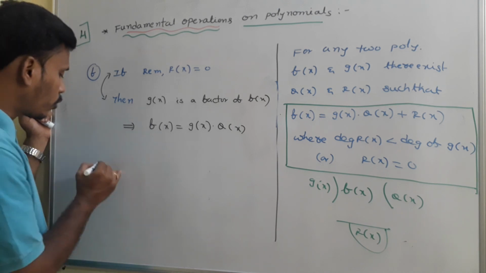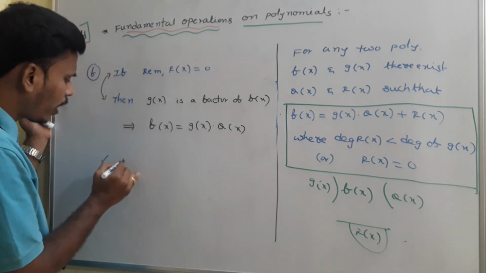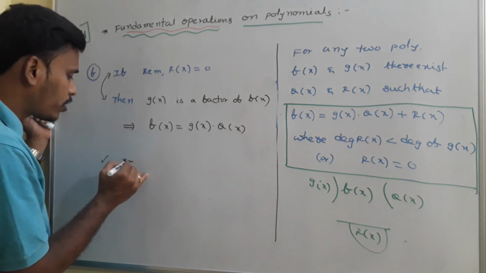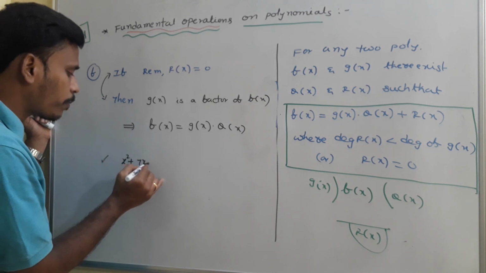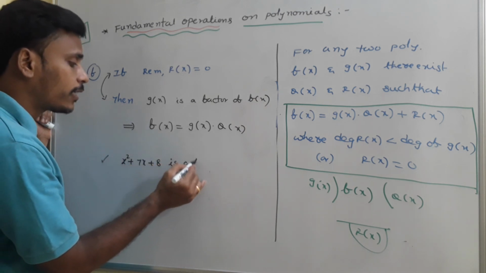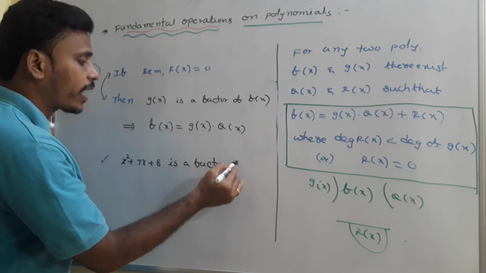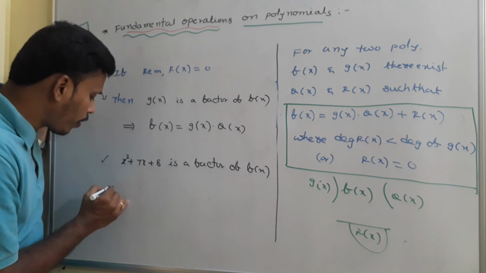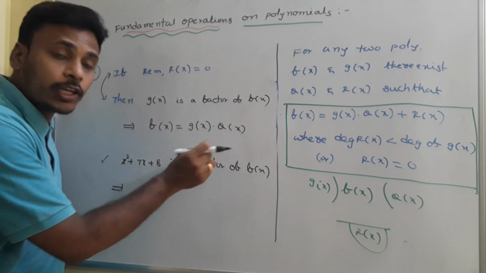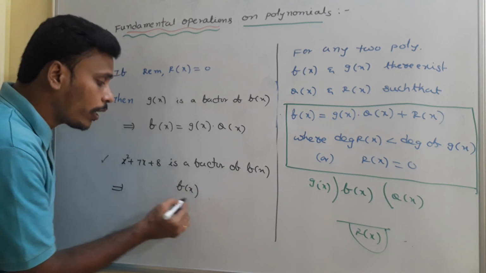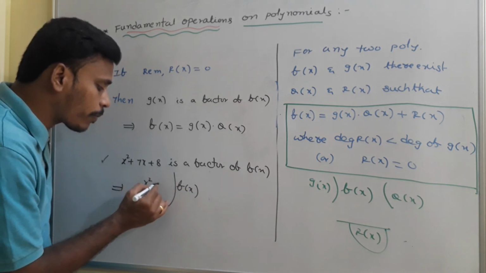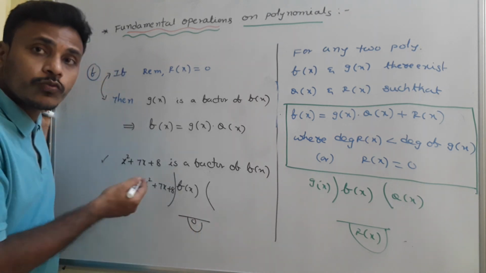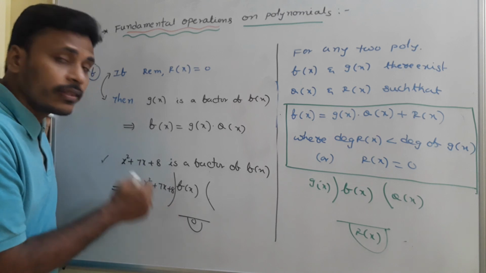Is it clear? Suppose I give you an example: x square plus 7x plus 8 is a factor of f of x. Since this quadratic is a factor of f of x, what does it mean? When you divide f of x by this x square plus 7x plus 8, you are left with a remainder 0. Since it is a factor, the remainder is 0.